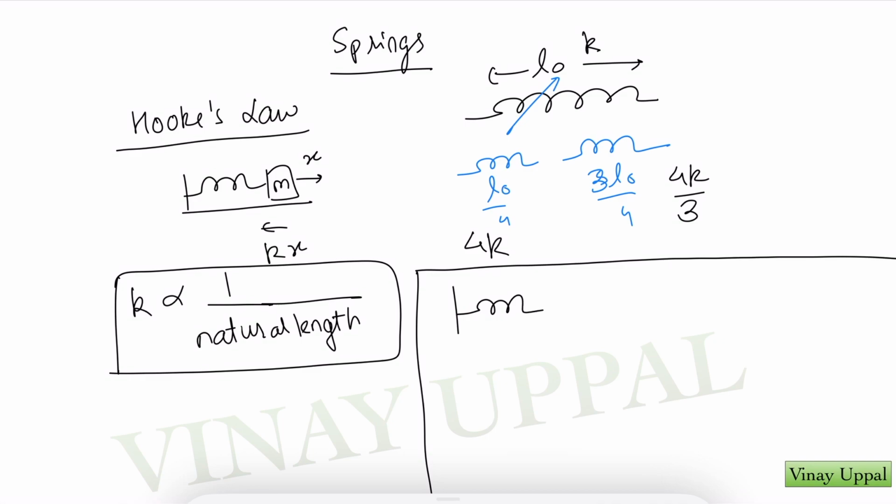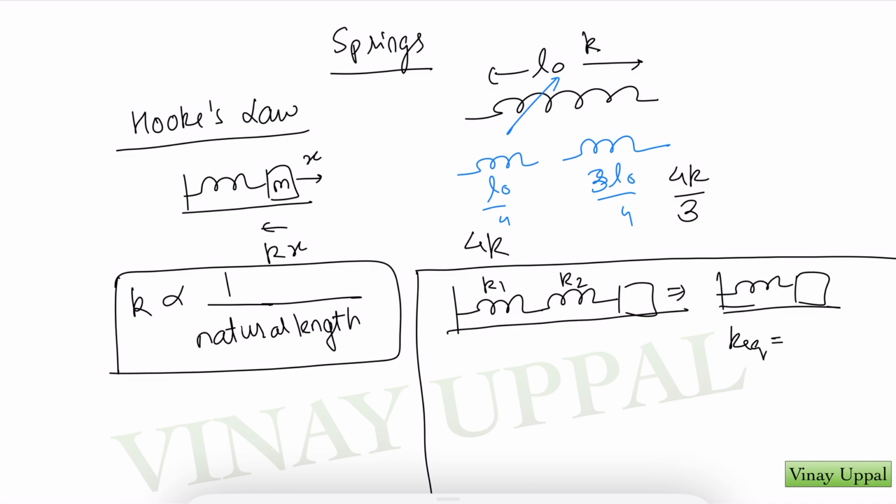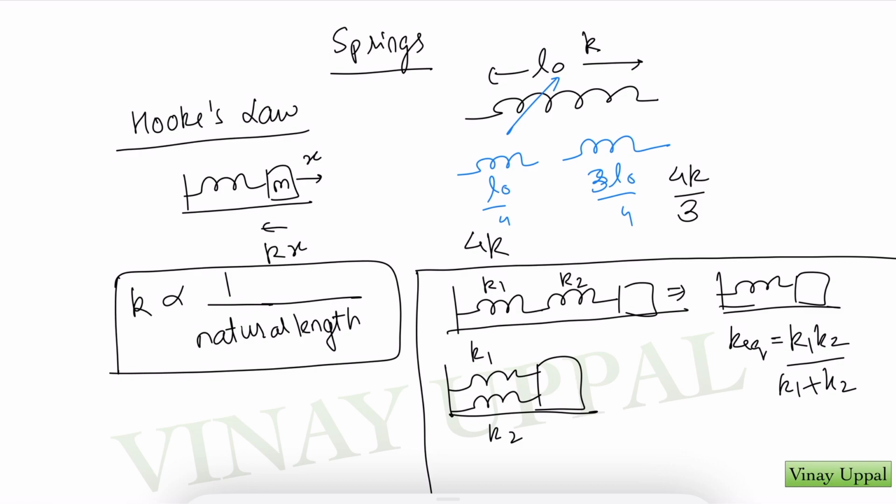Now suppose you have two springs in series. So series meaning they are having the same force because they are connected to each other. So I can replace this by a single spring whose K equivalent, or equivalent spring constant, is given by. And if you have two springs in parallel, two springs in parallel means they have the same extension. So they can have different forces because of the different spring constants, but their K equivalent is simply K1 plus K2.